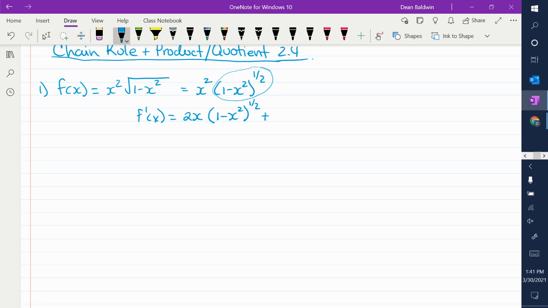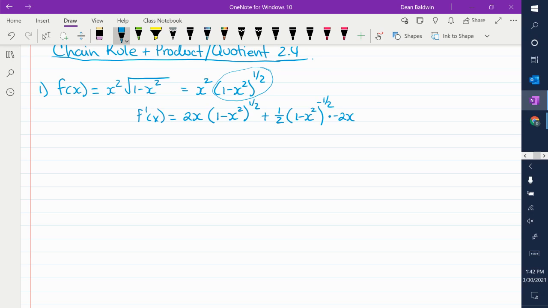The derivative of 1 minus x squared to the power of a half. What do I do first? Drop the 1/2 down. And then what do I do to the power? You take 1 away, so it becomes negative 1/2, right? Am I done? What do I have to do now? Derivative of the inside, which is negative 2x.